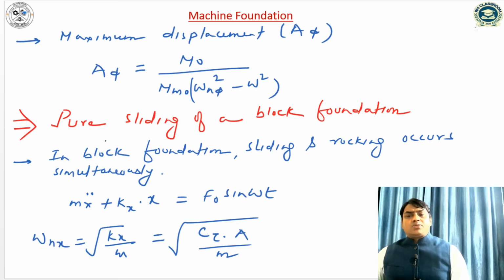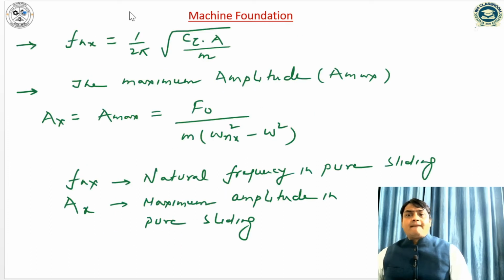So similarly, in pure sliding of a block foundation, meaning along the x-axis, sliding and rocking occur simultaneously. So if I write the equation according to D'Alembert, m x double dot plus kx into x is equal to F naught sine omega t, and the natural frequency in the x direction omega nx can be written as square root of kx by m, or C tau A divided by m, because due to this force the shear stress will be induced. So we can write the coefficient of elastic uniform shear, C tau into A divided by m. And the natural frequency can be written as 1 by 2 pi square root of C tau A by m.